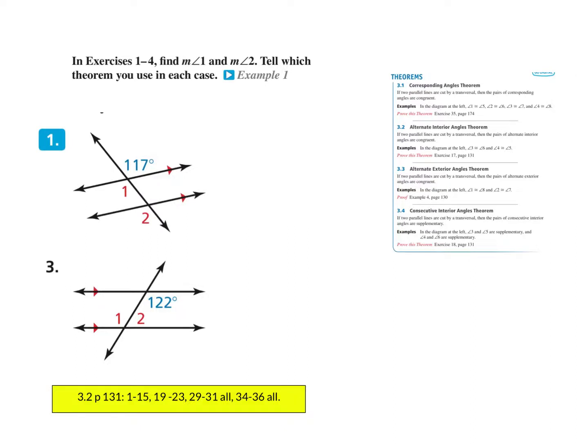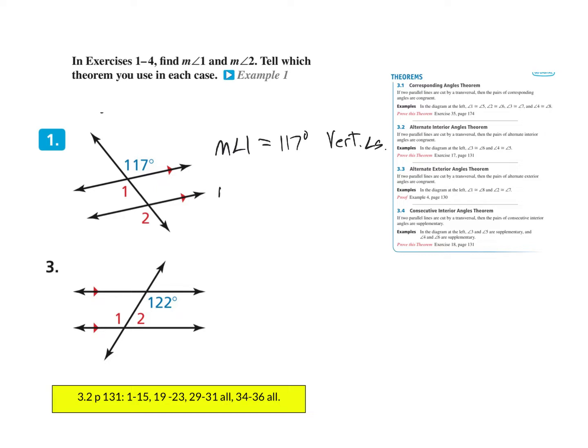Okay, 3.2. Find the measure of angle 1 and the measure of angle 2 and tell which theorem you used in each case. So let's take a look at number 1. The measure of angle 1 is a vertical angle, so that's 117 degrees. So vertical angles theorem.